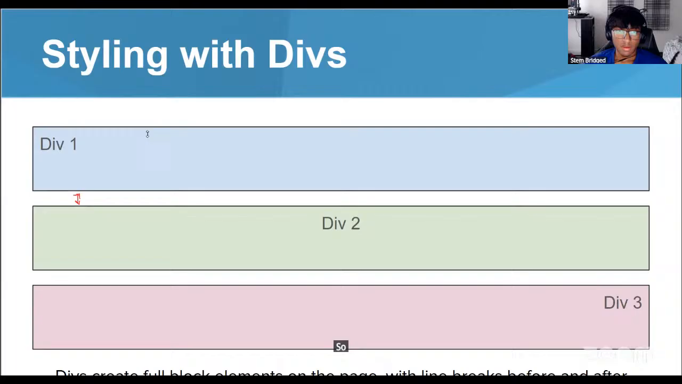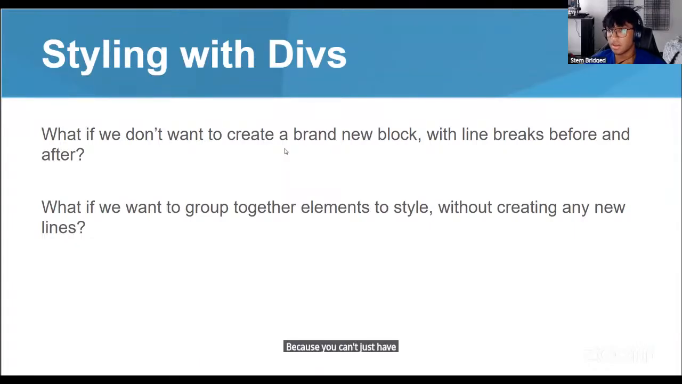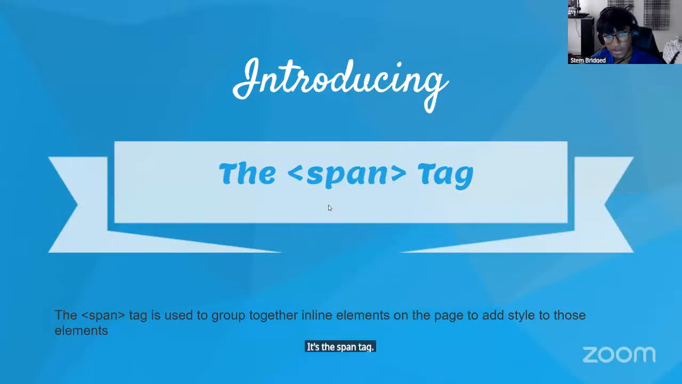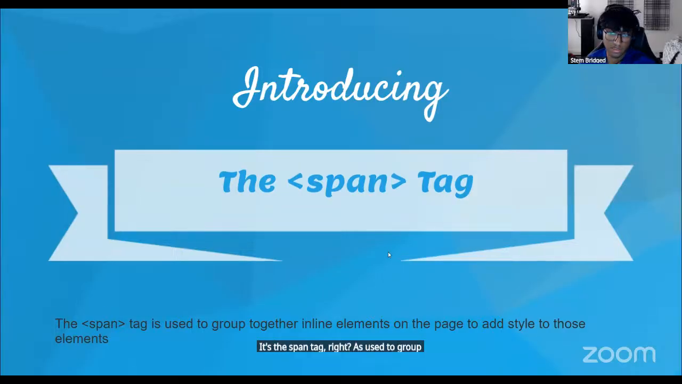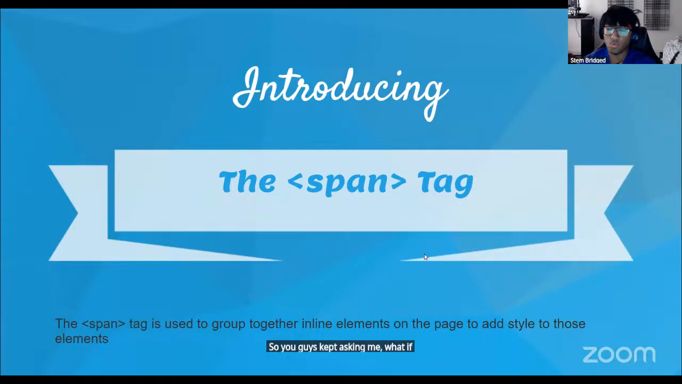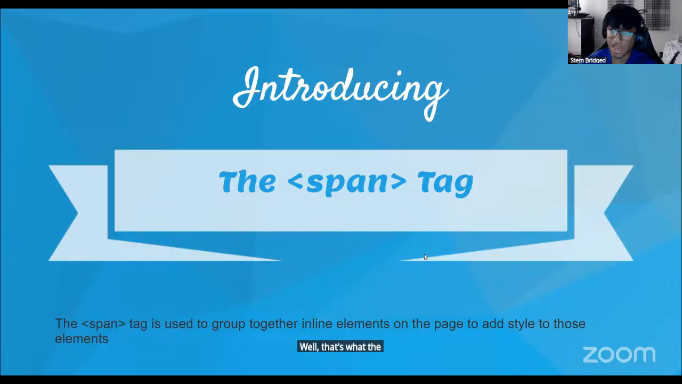So what if we don't want to create a brand new block, right? We don't have to have line breaks, because you can't just have line breaks in a random paragraph if you want to style a specific portion of that paragraph. So instead, another way to group together elements without creating any new lines is something called a span. It's the span tag, right? And it's used to group together inline elements on the page to add style. So you guys kept asking me, what if we want to change just one word in the heading and make it bigger? Well, that's what the span tag is for, right?